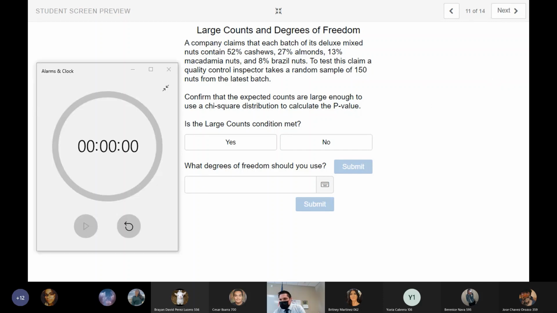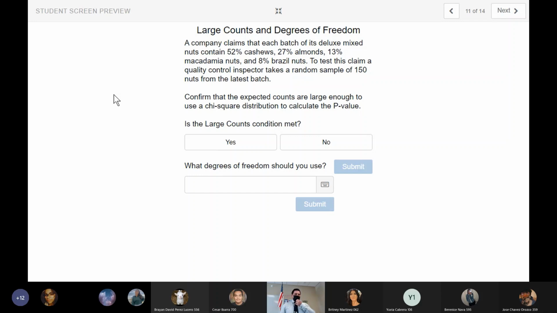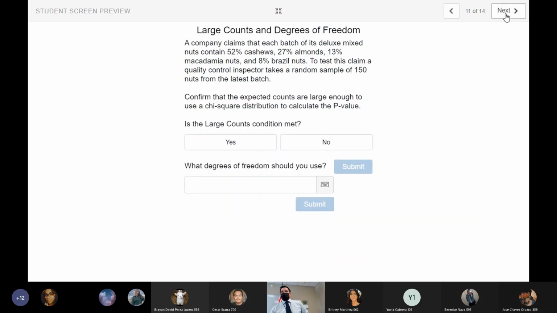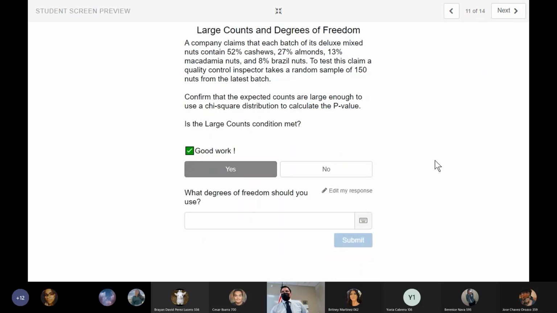All right. So we're a bit all over the board here. That's okay. We'll make sense of this. All right, so our large counts condition for our chi-square test for goodness of fit is that all of the expected counts for the categories in our categorical variable are at least 5. If we go to the previous screen, here are our expected counts: 78, 40.5, 19.5, and 12. Those are all greater than 5. Our large counts condition has been satisfied. So we'll say yes. Hooray.